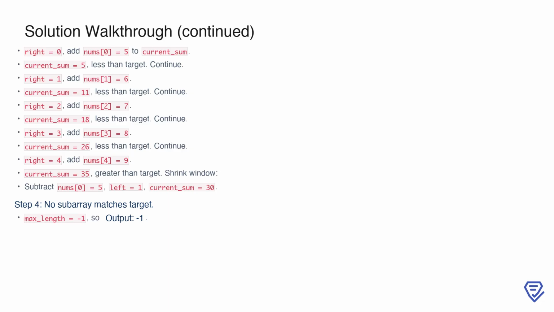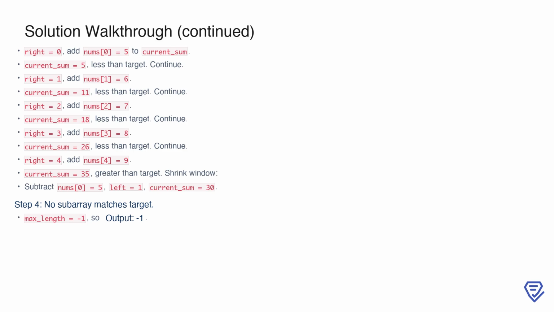This makes current_sum equal to 5, still less than the target, so we continue. At right equals 1, adding nums[1], or 6, updates current_sum to 11. Again, this is less than the target, so we proceed. When right equals 2, nums[2], which is 7, is added, and current_sum becomes 18. Still less than the target, we expand further.